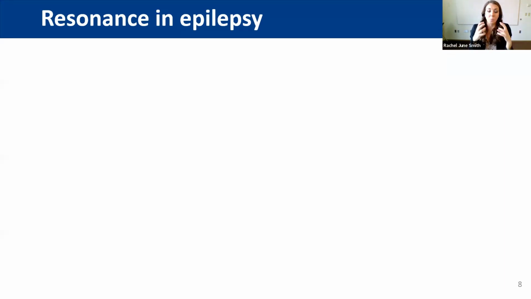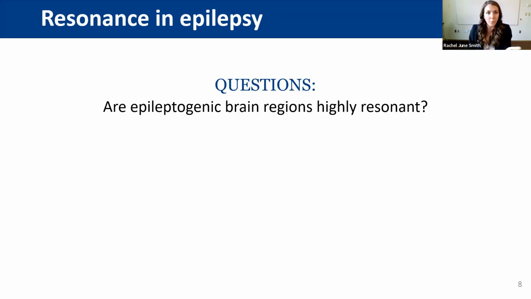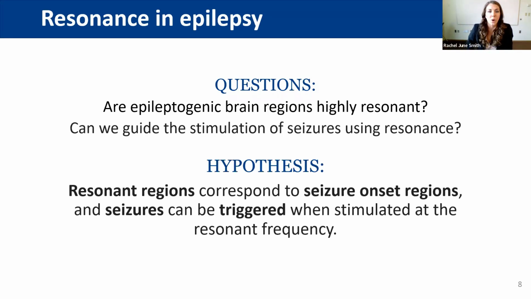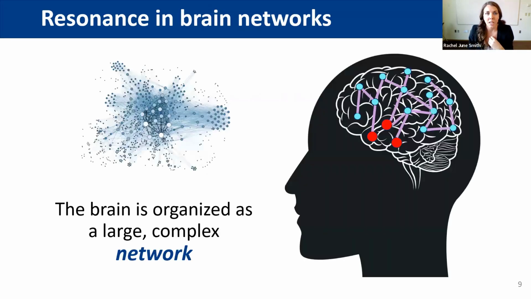But what if there's a specific periodic stimulation that could enhance the oscillations in a way that would trigger a seizure? So we want to ask the questions: are epileptic brain regions highly resonant? And can we guide the stimulation of seizures using this resonance hypothesis? Our main hypothesis is that resonant regions are going to correspond to seizure onset regions, and that we can trigger seizures when we're stimulating at this resonant frequency.